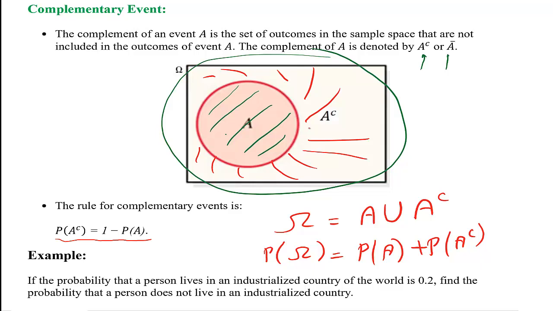So I use this one. Probability of omega is 1. So probability of A complement can be written as 1 minus probability of A. So this is the first rule. It is called the complementary rule.